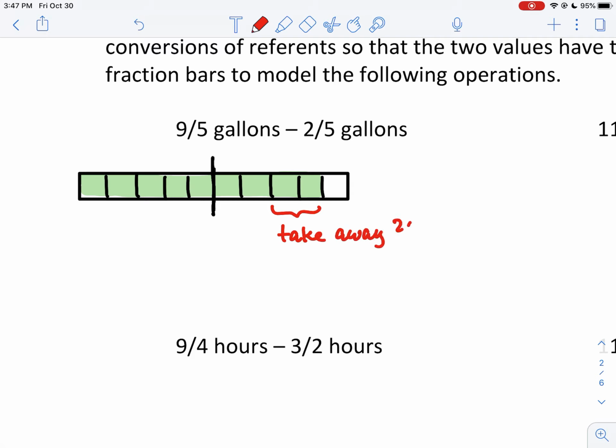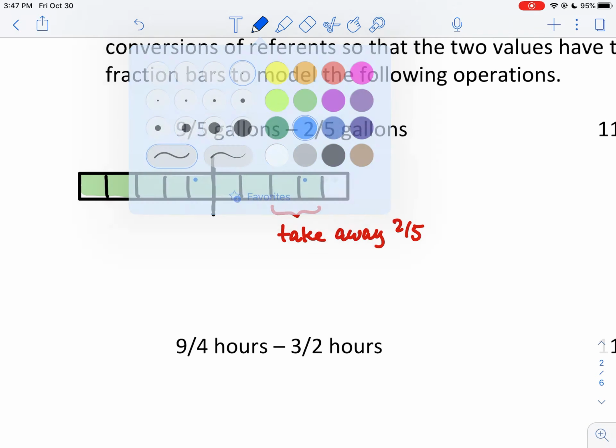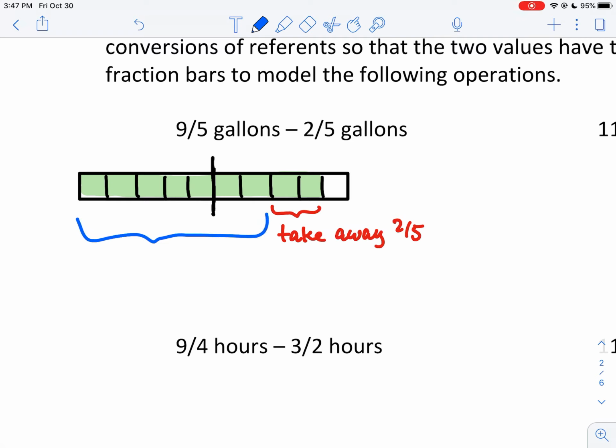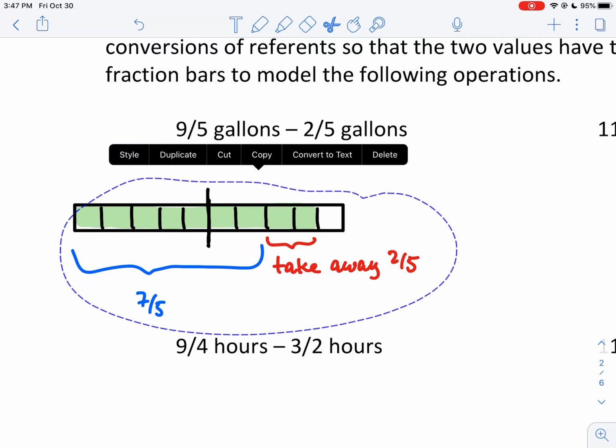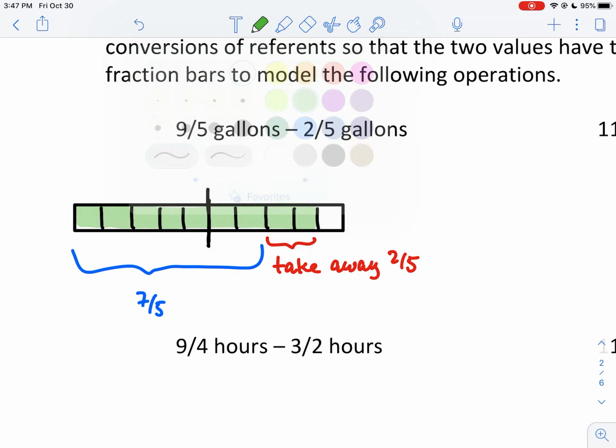This is with the takeaway model. So the end result is 7/5. Right, keeping in mind that we started with 9/5. Let me move this down a little bit. Right, so we have 9/5 gallons there. I took away 2/5, and I'm left with 7/5 gallons. This is the takeaway model.